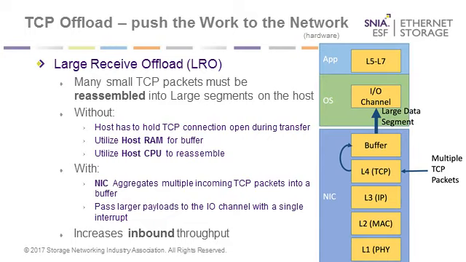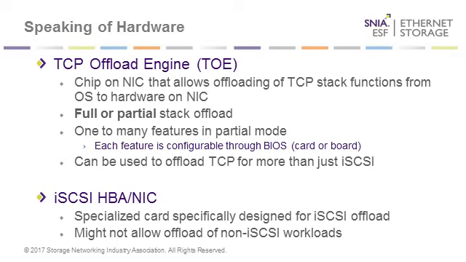So at this point, in summary, the TCP Offload Engine is essentially a chip on certain NICs that allows offloading of the TCP stack functions from the operating system to the hardware. You can do full or partial stack offload, and basically these things are usually configured in the BIOS, whether it's an actual PCI card or some sort of a board that's actually on the motherboard or something of that nature. But usually it has configurable options that are reachable through BIOS.